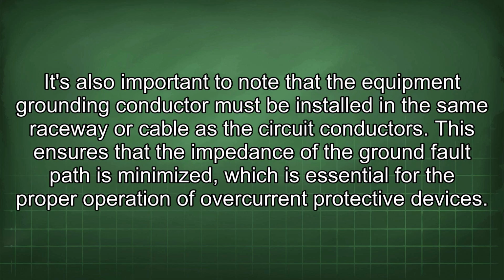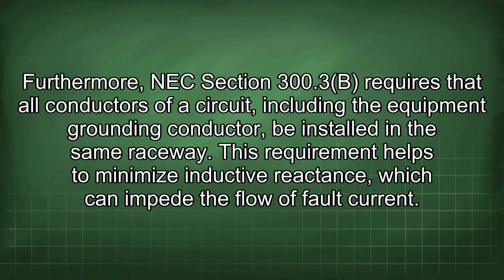It's also important to note that the equipment grounding conductor must be installed in the same raceway or cable as the circuit conductors. This ensures that the impedance of the ground fault path is minimized, which is essential for the proper operation of overcurrent protective devices. Furthermore, NEC section 300.3(B) requires that all conductors of a circuit, including the equipment grounding conductor, be installed in the same raceway. This requirement helps to minimize inductive reactance which can impede the flow of fault current.